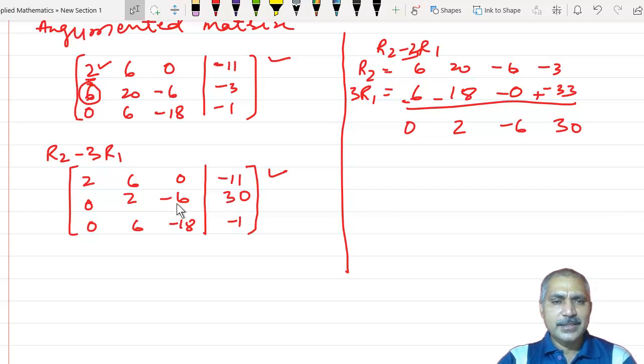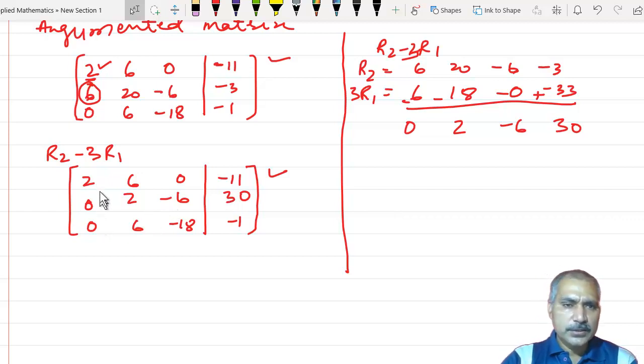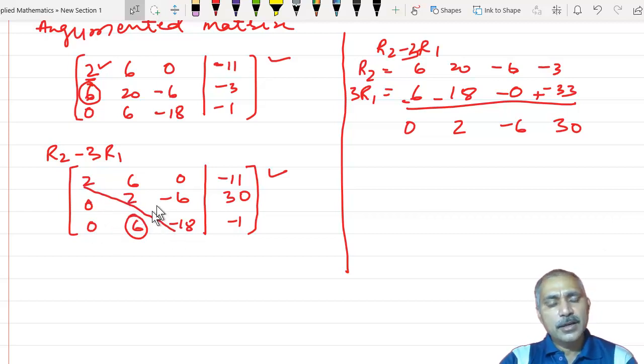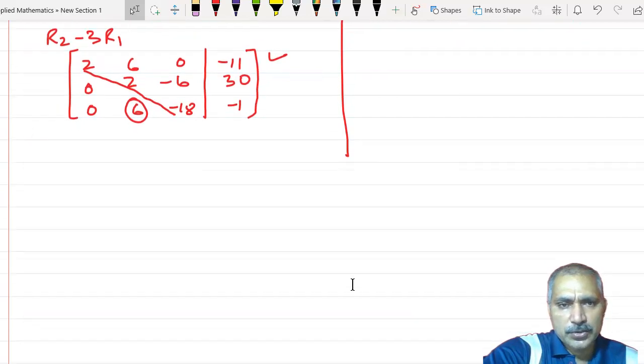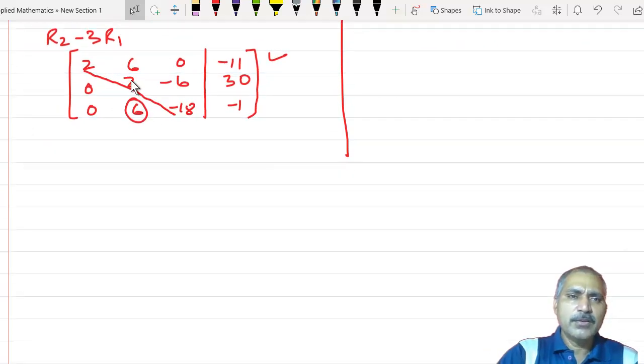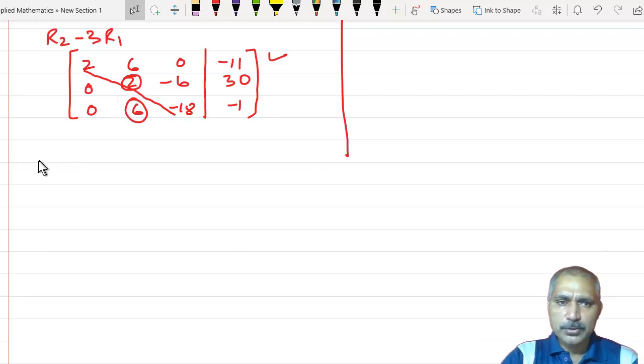Now the next thing is to convert this element as 0, because to convert a matrix into echelon form, we need to convert this into the upper triangular matrix format, that is, all the elements below the diagonal need to be 0. Now here we are having the corresponding diagonal element as 2. With the help of this 2, we are going to make this as 0. So this is 6, this is 2, so we will be multiplying row number 2 by 3.